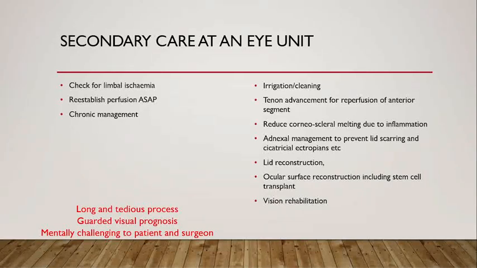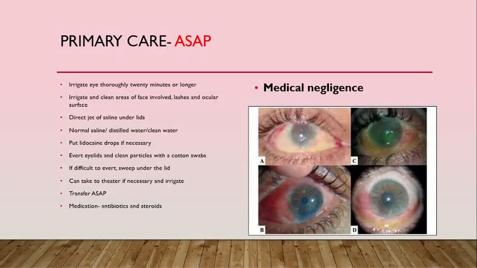So at the onset, irrigate up to 20 minutes, or till the litmus papers are neutral, you have to irrigate, right? And also make sure the inflammation is reduced, and then you have to correct the areas which are damaged. So this is a tedious process, and the visual prognosis is not so good at times, and it's challenging for the patients and the physician as well.